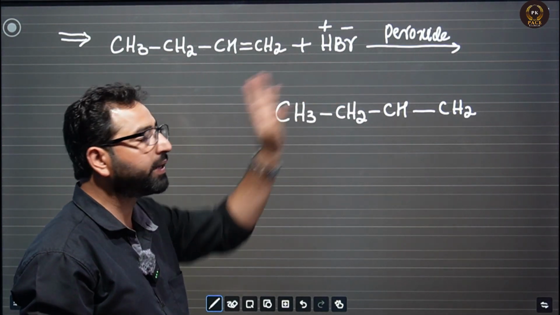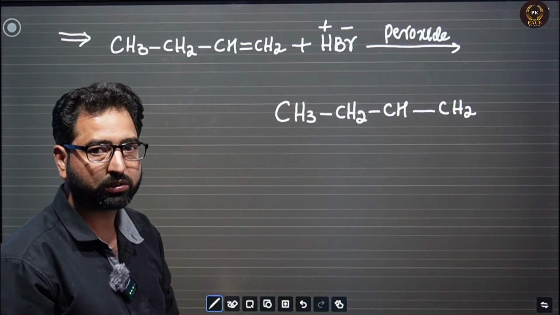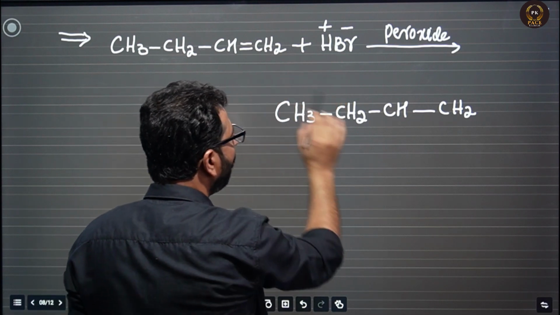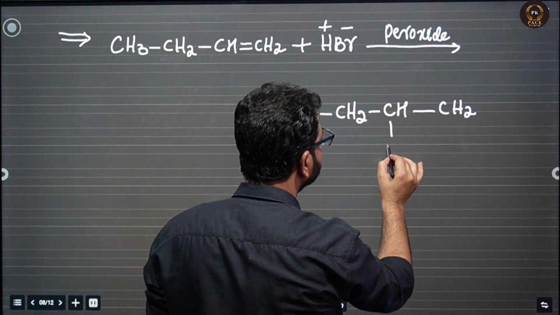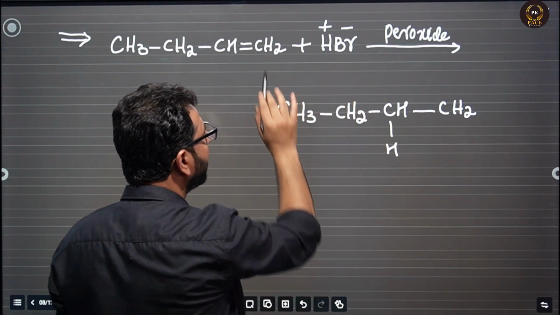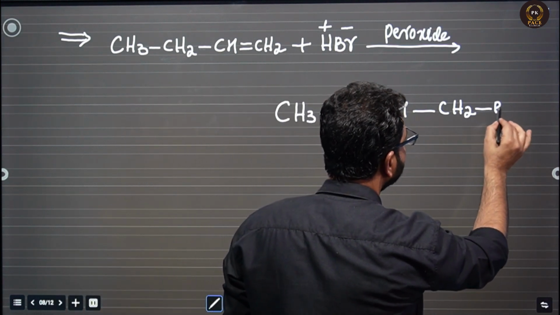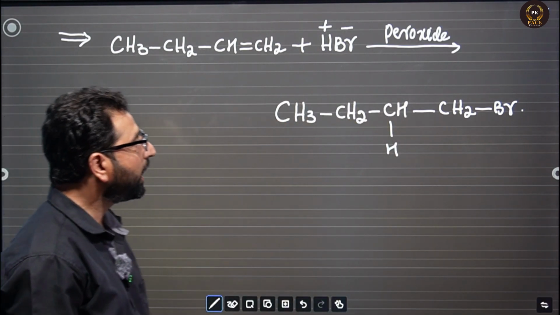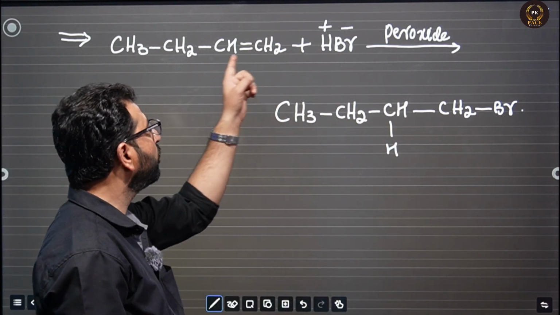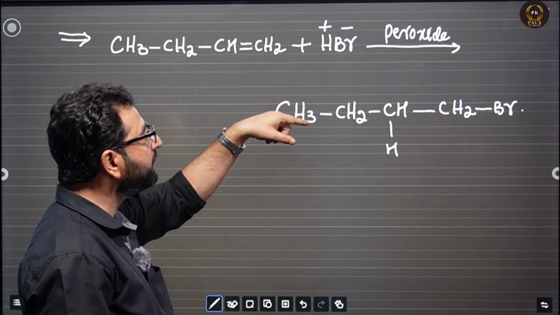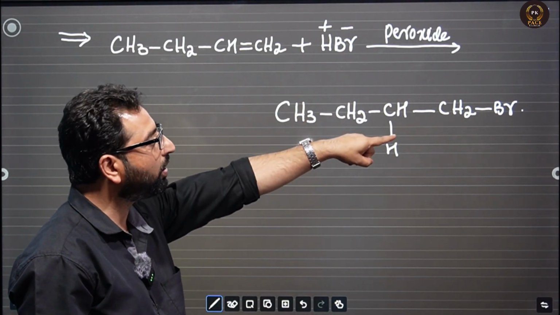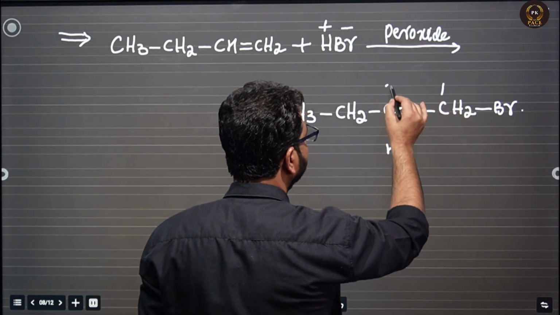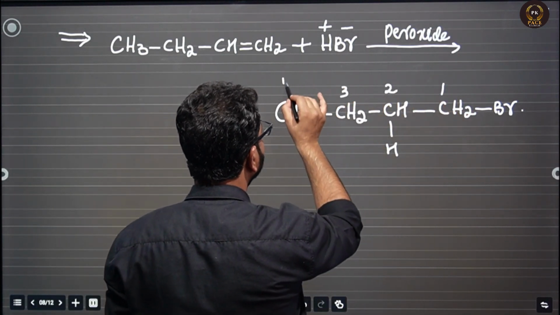Okay, that was Markovnikov's rule. But in case of the peroxide, the opposite thing occurs. What will happen? This H will attack on this carbon, and this Br will attack on this carbon. Is it anti-Markovnikov? Yes, sir, it is anti-Markovnikov, because according to Markovnikov, the Br should go to the second carbon, but in this case, Br has got carbon number 1. It has attacked on carbon number 1.